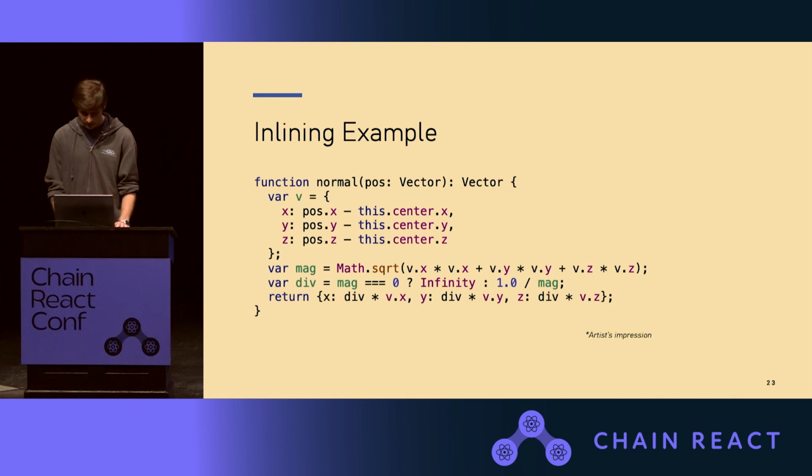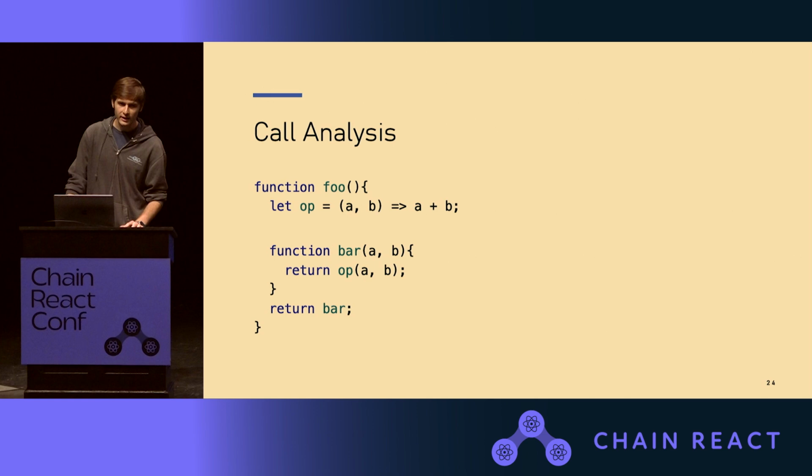Let's take a look at, all right. So the key to making inlining possible is that the compiler can determine which function is being called at any particular point. This is important because you need to know what you're calling in order to get its contents and put them in the place of the call.